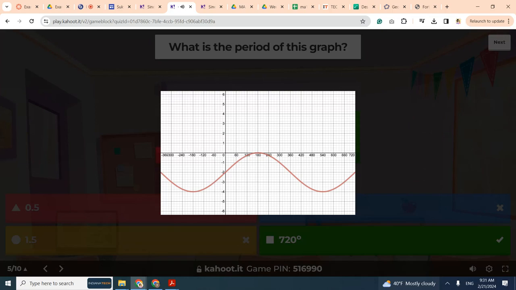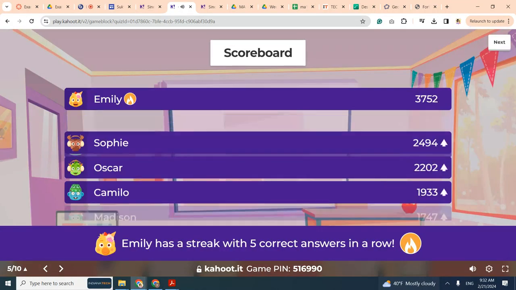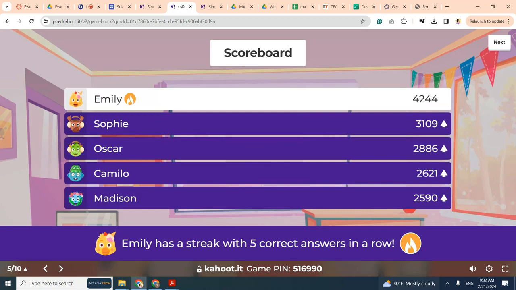Yeah, 720 degrees. See, it's here, and then from here to here is 720 degrees. And what is the amplitude? 2. And the midline is y equals -2. Yes, everybody? Okay, let's continue.